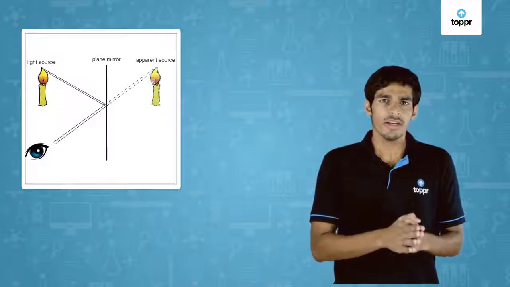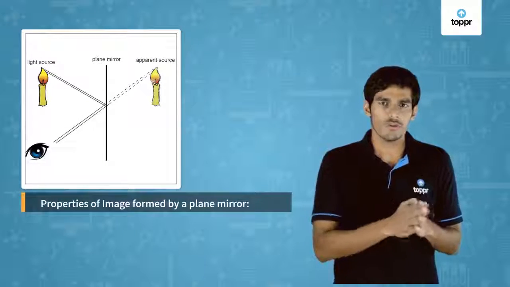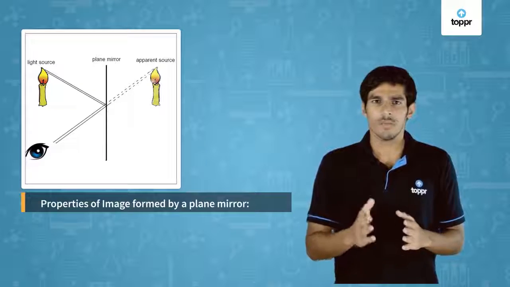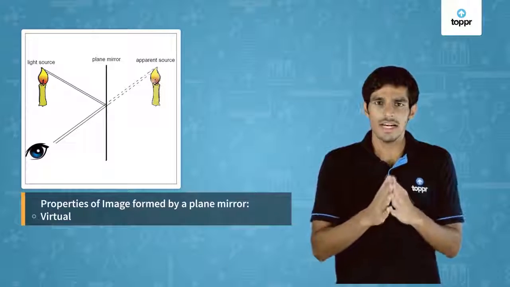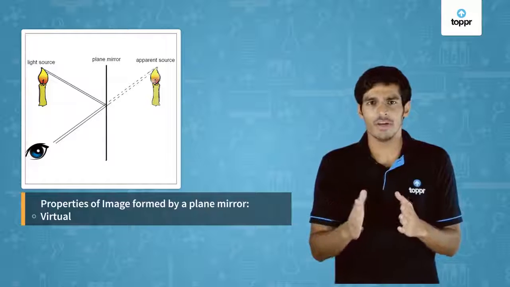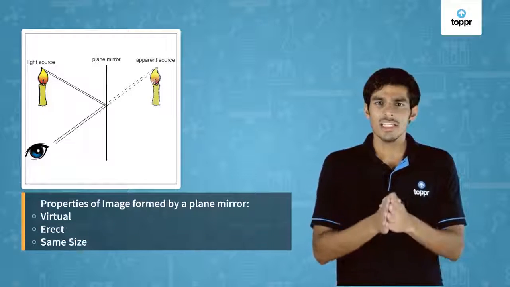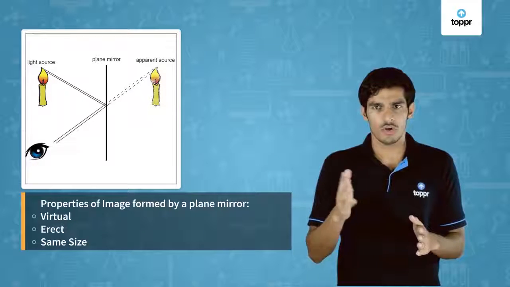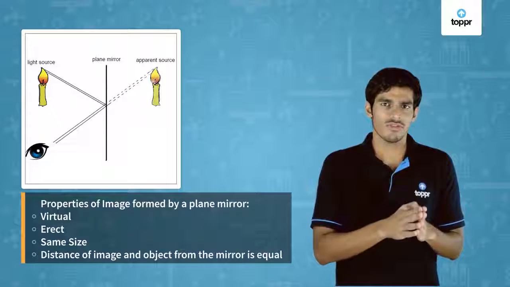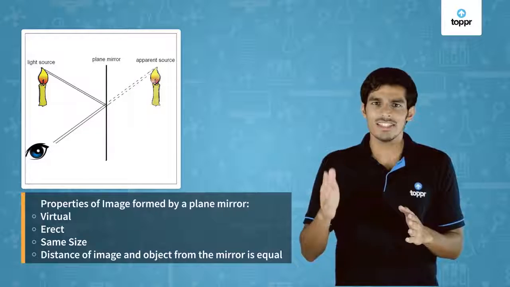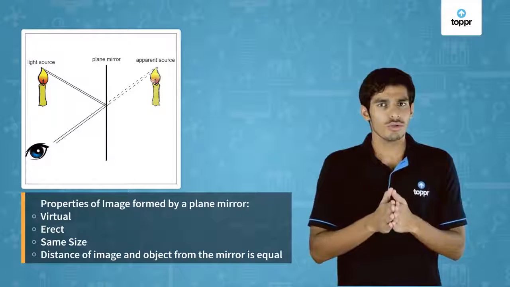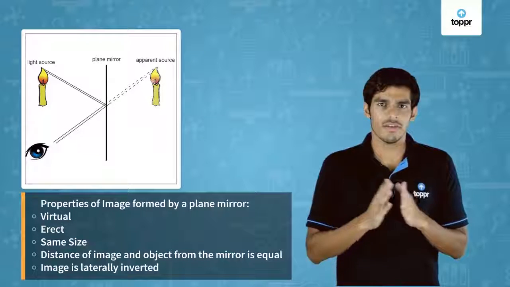We are also familiar with the properties of the image formed by a plane mirror. The image formed is virtual, that is, the light rays don't actually meet at the point but only appear to meet. The image formed is erect, the size of the image is equal to the size of the object, the distance of the image from the mirror is equal to the distance of the object from the mirror. Also, the image is laterally inverted.